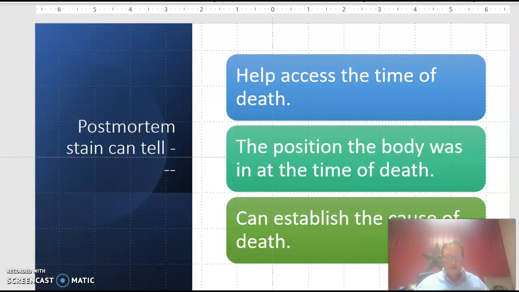Carbon monoxide poisoning will result in a cherry red staining. Cyanide poisoning has a pinkish colored stain. Poisoning by nitrate has a brown staining.